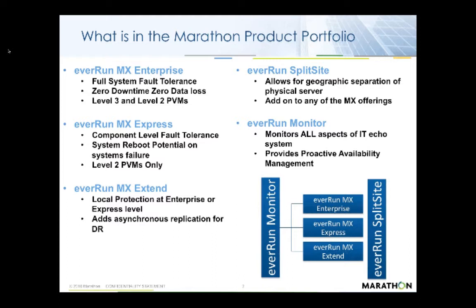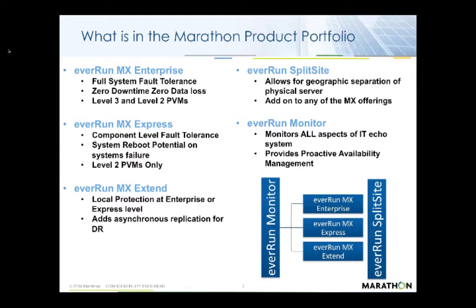Obviously, starting with Everrun MX Enterprise. Everrun MX is our core technology, our flagship product, and really is designed to provide fault tolerance and high availability for any Windows-based application. Now, with Everrun MX Enterprise, you may hear MX Enterprise or Level 3 protection used interchangeably by folks here at Marathon. What that means is simply full system fault tolerance. So when you purchase MX Enterprise, you're getting full system fault tolerance.